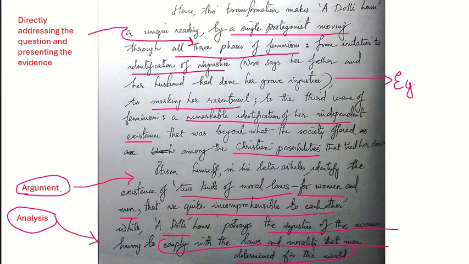Next, she writes, hence, this transformation makes A Doll's House a unique reading, with a single protagonist moving through three phases of feminism. This is very important: you should know about the feminism aspect also, and you also link how these three phases of feminism are going to evolve through Nora in the entire drama. Now, from initiation to identification of injustice, Nora says her father and her husband had done her grave injustice.